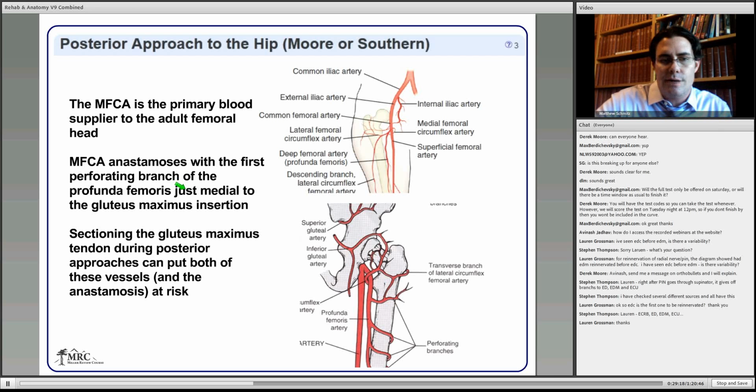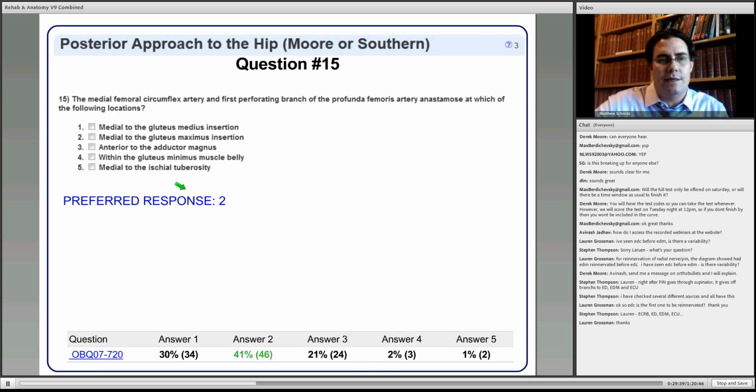Well, then it comes around and it anastomoses in the back with this first perforator right here, distal to the intertrochanteric line, and that's where the insertion of the gluteus maximus is. Sectioning of the gluteus maximus during a posterior approach can put both of these vessels and that anastomosis at risk, and so that's the question they're asking here. So where does it anastomose? Again, it is medial to the gluteus maximus insertion.